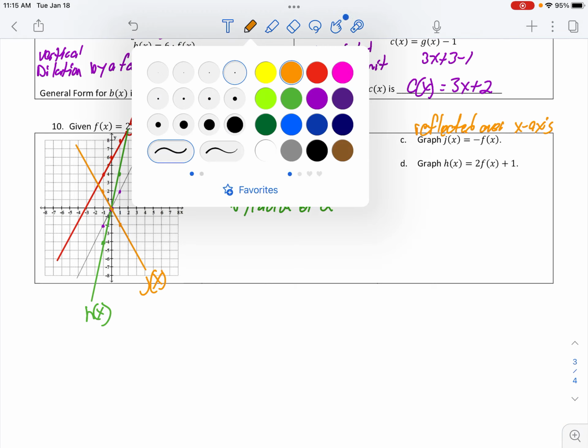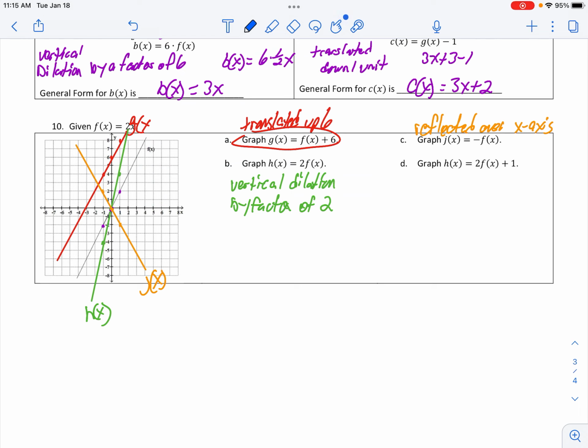And then lastly, let me go with the blue. This one has 2 things occurring. It's translated up 1, and then it has a vertical dilation by a factor of 2. So to do that, I'm going to multiply the y values by 2, and then add 1, then move it up 1. Let's go back to those purple ones and do that.